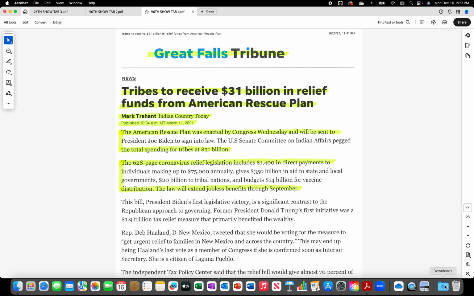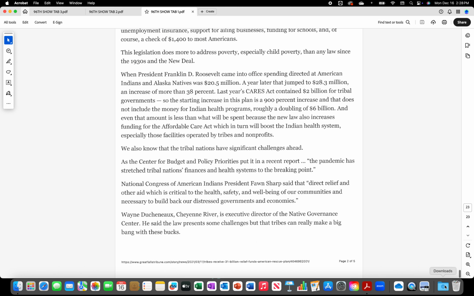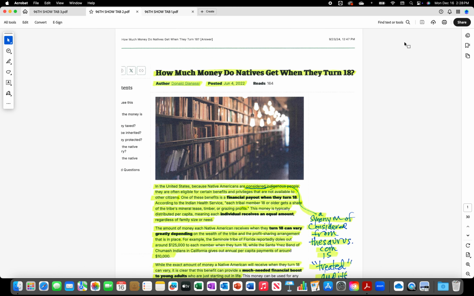2021, the American Rescue Plan was enacted by Congress Wednesday and will be sent to President Joe Biden to sign into law. The U.S. Senate Committee on Indian Affairs pegged the total spending for tribes at $31 billion. The 628-page COVID-19 relief legislation includes $1,400 in direct payments to individuals making up to $75,000 annually, giving $350 billion in aid to state and local governments, $20 billion to tribal nations, and budgets $14 billion for vaccine distribution. The law will extend jobless benefits through September. The plan pumps money directly into the economy through all sorts of mechanisms, including $20 billion that will go directly to tribal nations and another $6 billion for Indian health programs or Native American health programs.